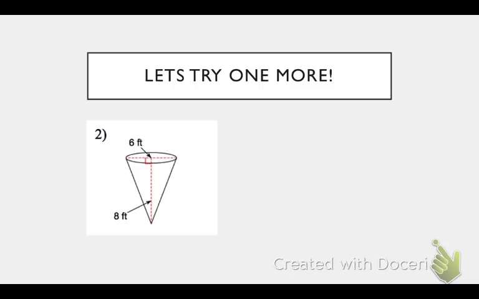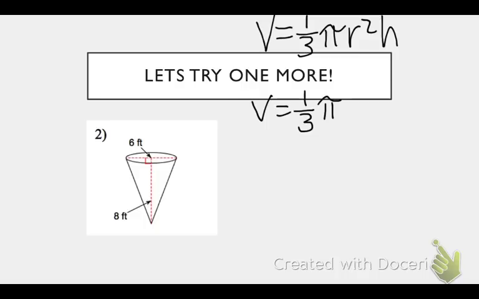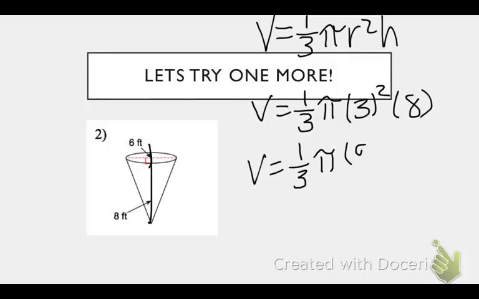Again, we're going to write down the formula. I'm going to write it up higher this time. Volume equals 1/3 pi r squared h. So volume equals 1/3 pi times r, which is going to be half of 6, which is 3, squared, times 8. 8 is the height. 8 is this height. Volume equals 1/3 pi times 9 times 8. Volume equals 1/3 pi, and then 9 times 8 is 72.